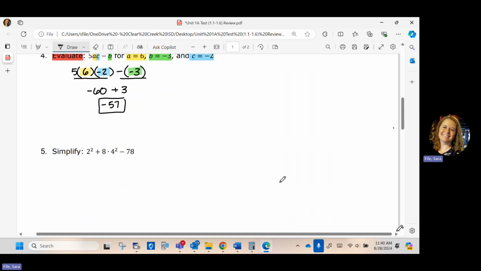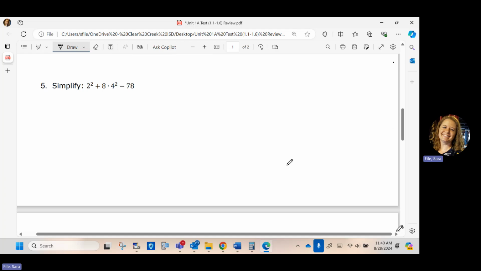All right, so then another simplify. Okay, so this one is order of operations. There's no variables here. So we are having to follow our parentheses, exponents, then multiply, divide, then add, subtract. So there are no parentheses here, but there are exponents. Okay, so I need to do this exponent and this exponent first. So 2 squared is 4, bless you. And 4 squared is 16. Everything else stays the same.